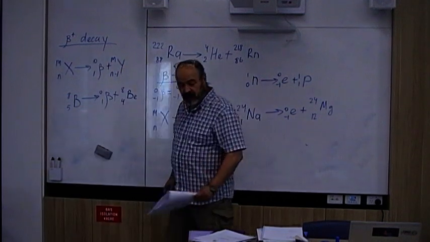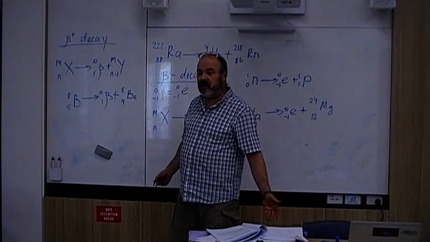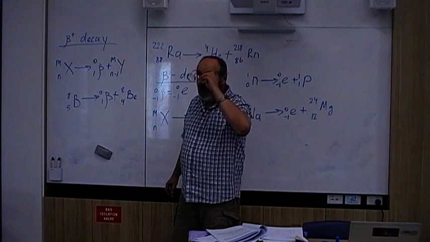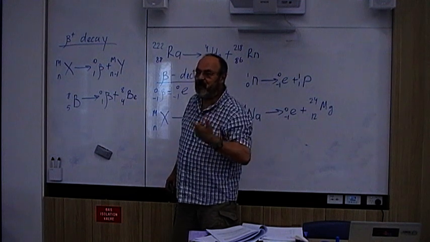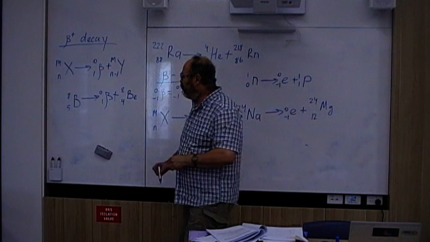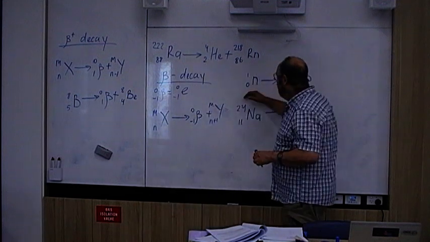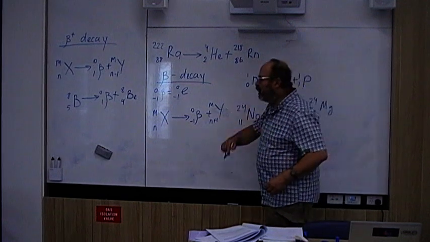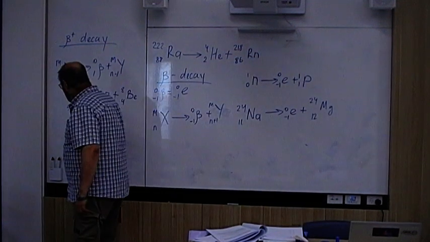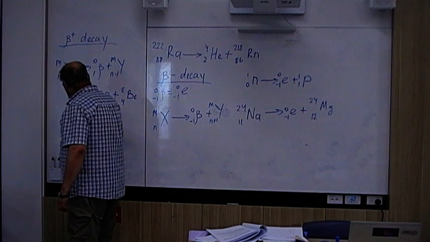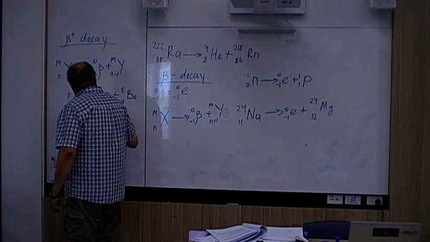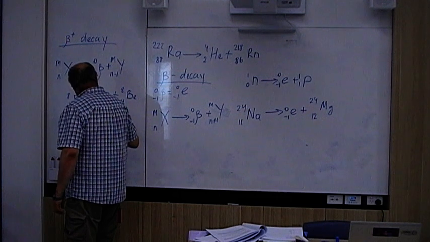Now again, there are no positrons in the nucleus. Where is it coming from? What happens? You guessed it: a proton turns into a neutron this time. Before, for beta decay or electron decay, a neutron turned into a proton. This time we have a proton, 1, 1. It turns into a neutron, 0, 1, plus a positron, 1, 0.